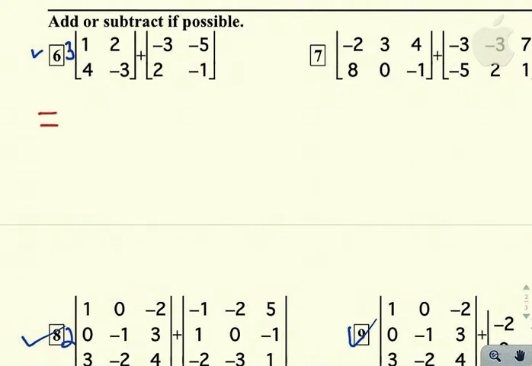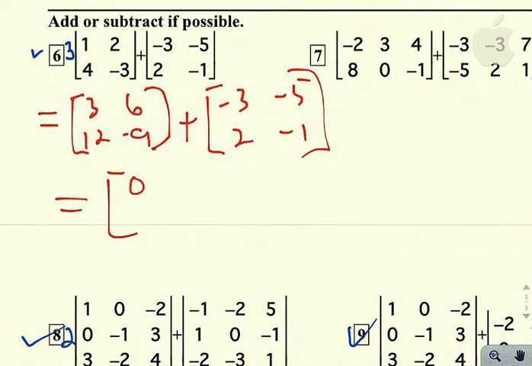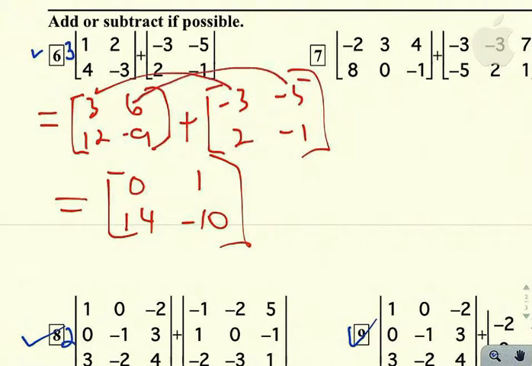Well, multiply the 3 first, and you'd have 3, 6, 12, and minus 9. Now we can add them. And we'll get 0, 1, 14, minus 10. You add these two, you add these two, and then those two.